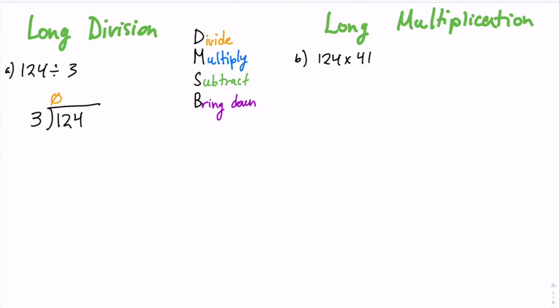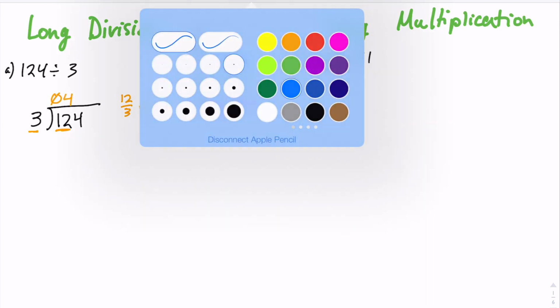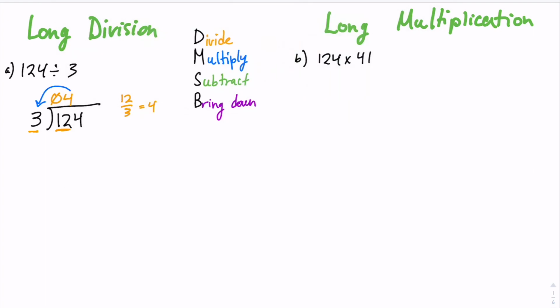Next, we're going to divide 12 by 3. So 12 divided by 3 is 4. So we're going to put 4 here. Then we're going to move on to step 2, which is multiply 4 times 3, which gives you 12. Right? Now we're going to move on to step 3, which is subtract. So we're going to subtract these. 12 subtract 12 is 0. Awesome. Our next step is to bring down. So we're going to bring down this 4 here. Boom.